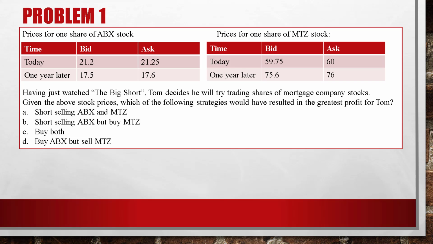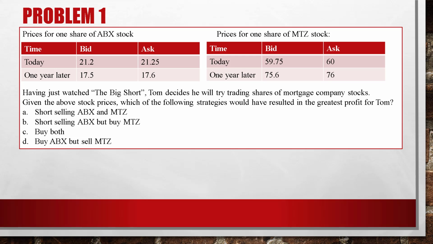Now, having just watched the big short, Tom decides he will try trading shares of mortgage company stocks. Given the above stock prices, which of the following strategies would have resulted in the greatest profit for Tom? A. Short selling both. B. Short selling ABX but buying MTZ. C. Buy both. D. Buy ABX but sell MTZ.